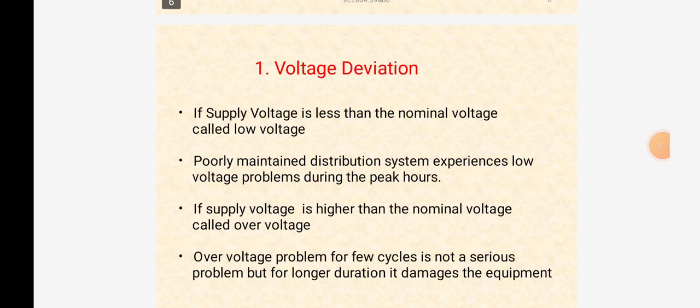So here in the voltage deviation, low voltage problems may arise during peak load hours. Over voltage problem means the supply voltage is higher than the rated voltage. If it exists for a few cycles, then it is not a serious problem, but for longer durations it damages the equipment in the system.